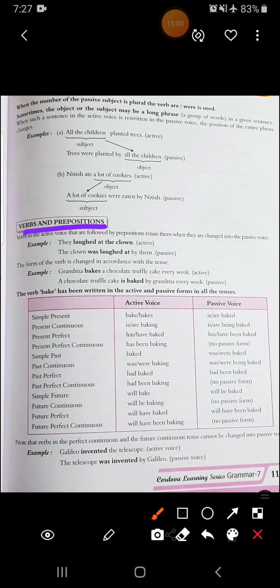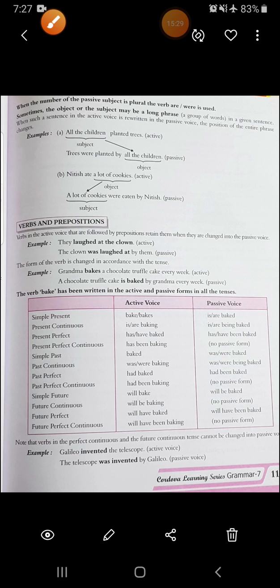Alright. Now let's see verbs and prepositions. Verbs in the active voice that are followed by a preposition retain them when they are changed into passive voice. See, they laughed at the clown. The clown was laughed at by them. So you can see it retained the preposition there. Then see here, grandma bakes a chocolate truffle cake every week. A chocolate truffle cake is baked by grandma every week. Now we have used this word bake and it is written in all the forms.